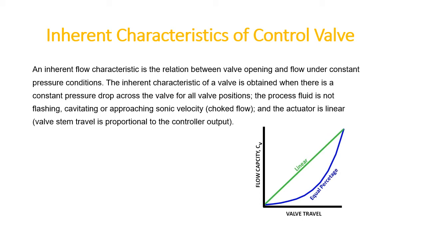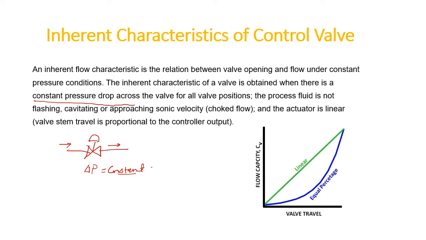Now, when we are talking about the inherent characteristics of the control valve, we are assuming certain things. Number one assumption: if we have a control valve, say this is our control valve and flow is going through this direction, the delta P, that is the pressure drop across the control valve, is constant. So this is what is written here: constant pressure drop across the valve.